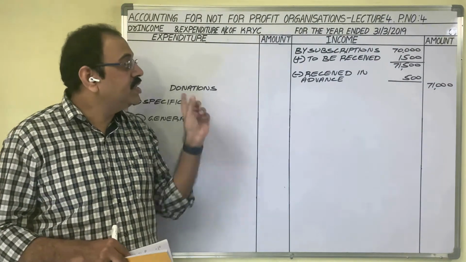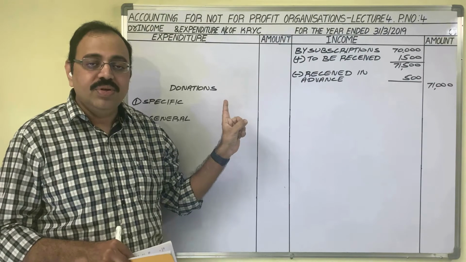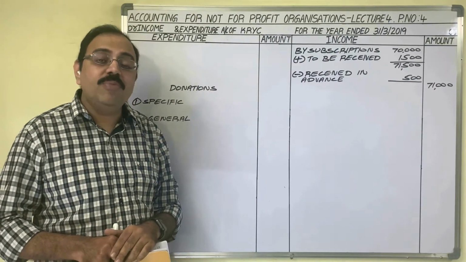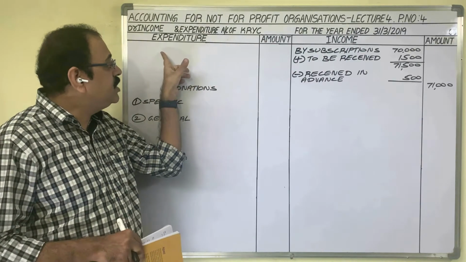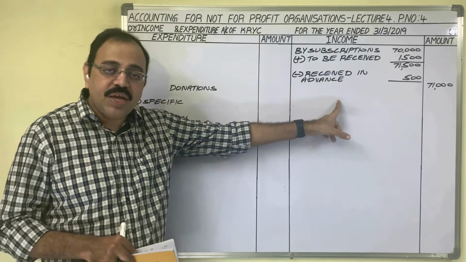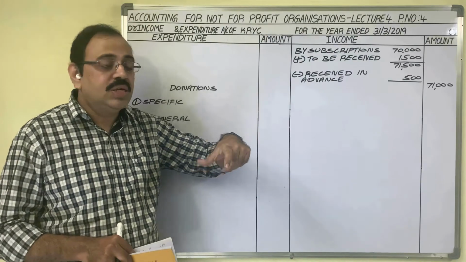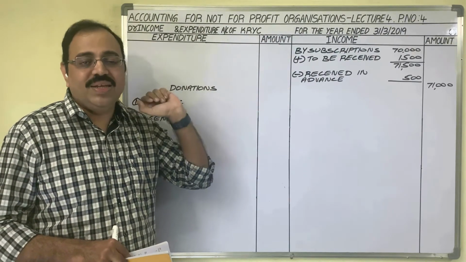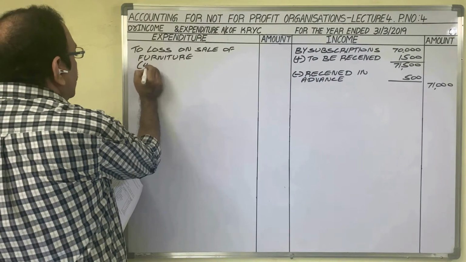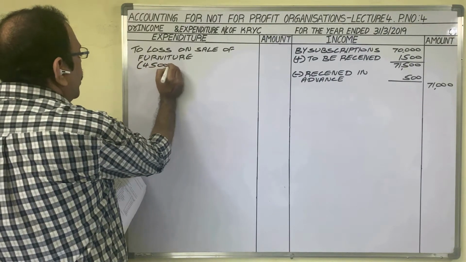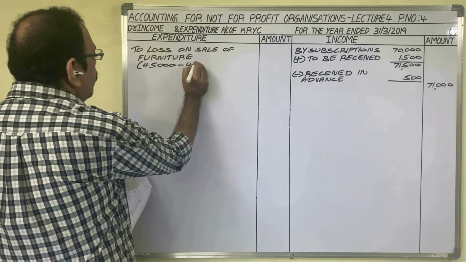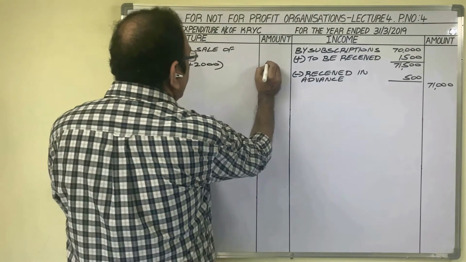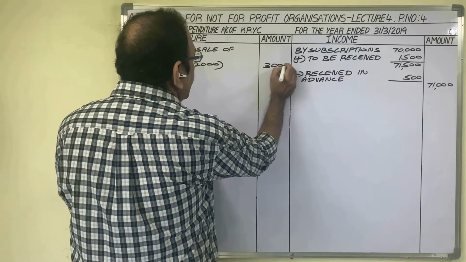That loss appears in income and expenditure account. Which side? Income and expenditure account is a nominal account. Nominal account rule, debit all expenses and losses, credit all incomes and gains. As this is loss, on debit side we should show that. To loss on sale of furniture. How that 3,000 is coming? Book value of furniture 45,000 minus we sold it for 42,000. So there is a loss of 3,000 rupees.